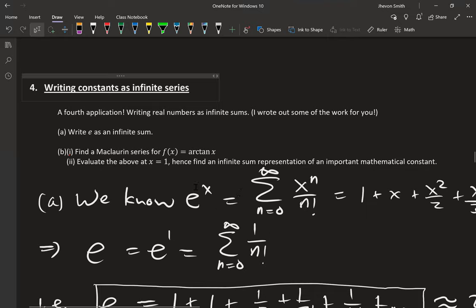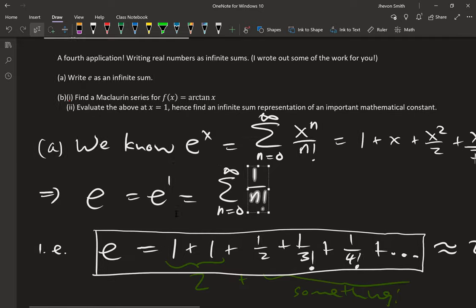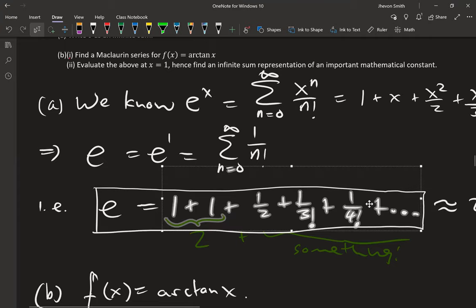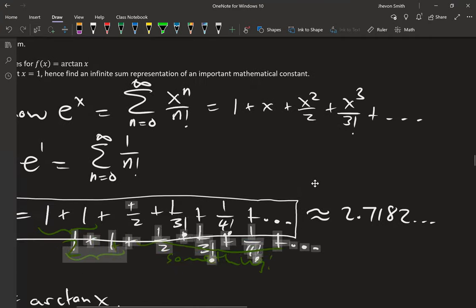For example, I know e to the x is this, which means if I plug in 1 for x, it's like plugging in 1 for x here, which means I can write e as an infinite sum. If I add that up, I would get what e is, 2.71828, blah, blah, blah, as it turns out.